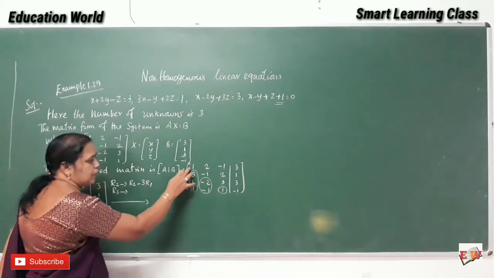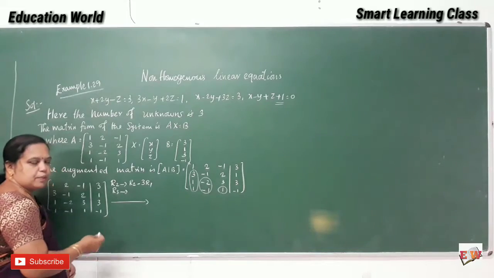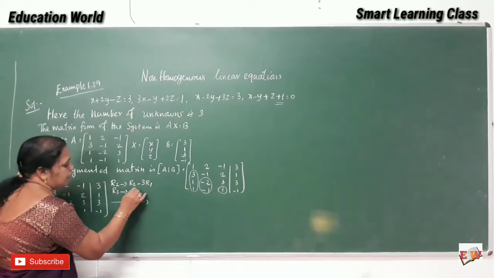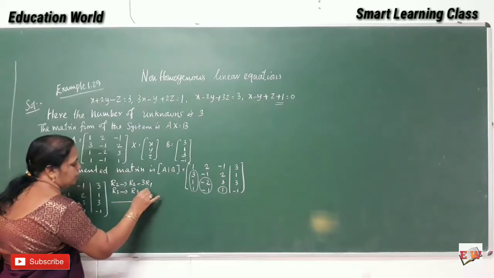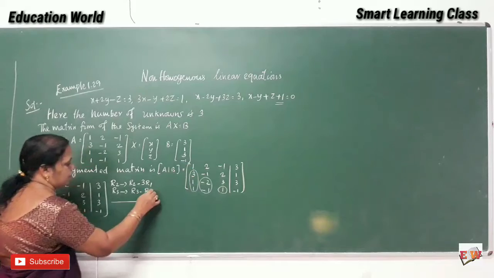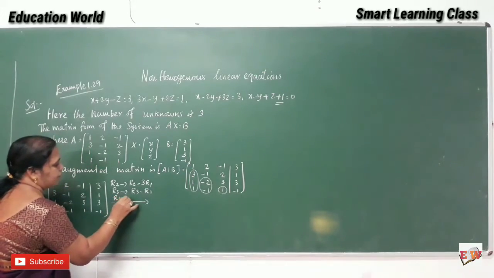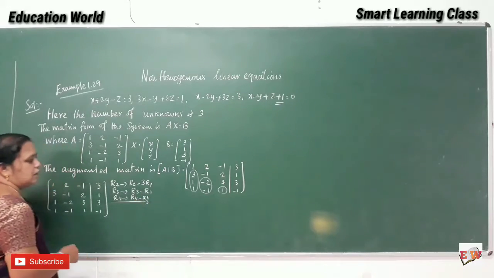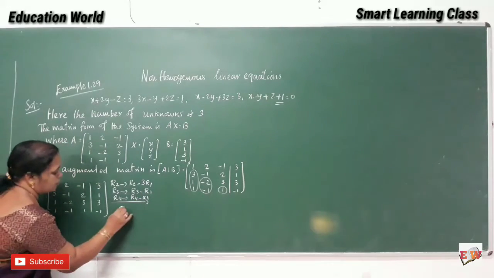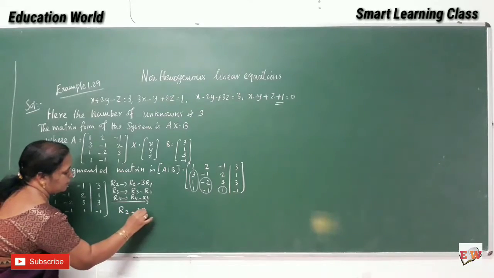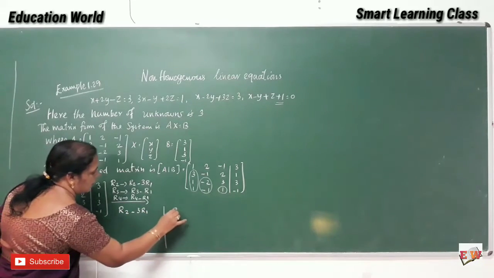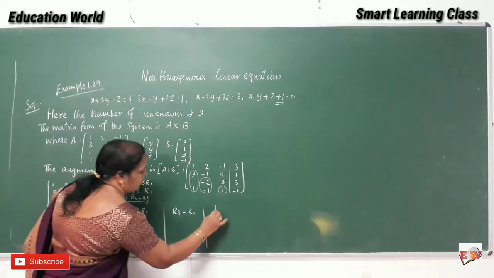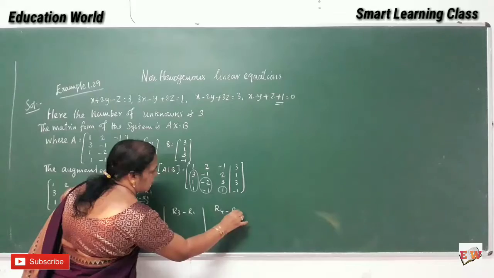Then R3. Here 1, here also 1, so there is no need to multiply R1 by any number. So R3 minus R1. Then R4, the same: R4 minus R1. We just find these terms: R2 minus 3R1, R3 minus R1, R4 minus R1.